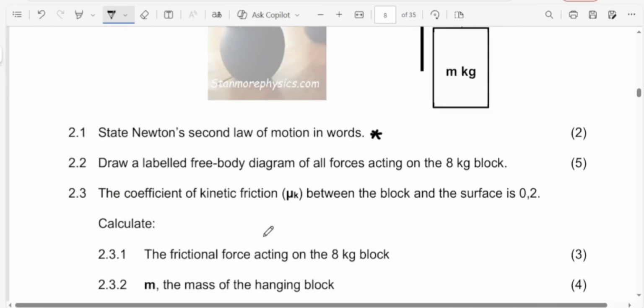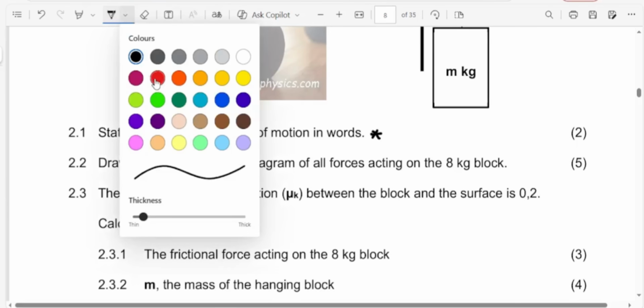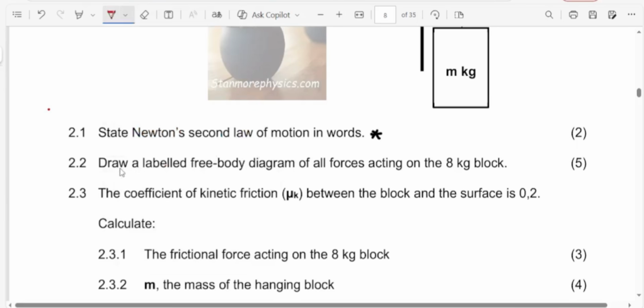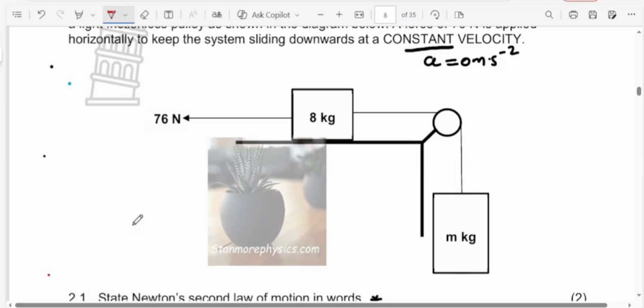Right. So on this question 2, they want us to draw a labeled free body diagram of all the forces that are acting on the 8 kg block for 5 marks. It's very important for you to note the following: draw a labeled free body diagram, make sure that all the forces are labeled correctly. The 5 marks tells you that we have 5 forces that we need to indicate on that 8 kg block. So let's start answering the question.